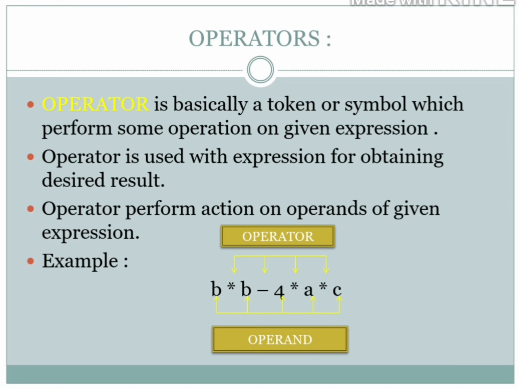And operators are basically used to provide a desired result, and they apply a particular action on operands. We have some examples about all these things. In b square minus 4ac, b, 4, a and c are operands. The multiplication sign, that is asterisk, and the minus sign are both operators here.